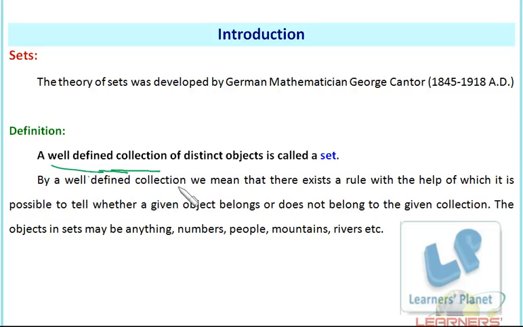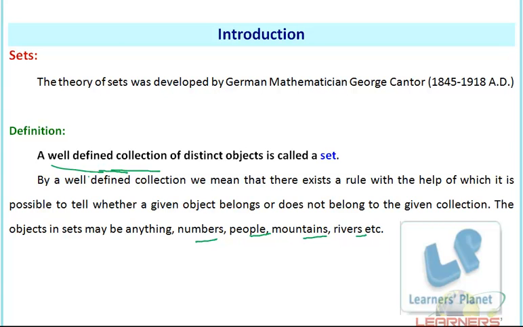By a well-defined collection, we mean that there exists a rule with the help of which it is possible to tell whether a given object belongs or does not belong to a given collection. An object in sets may be anything, maybe numbers, people, mountains, a river, something like that, right? Now I take one example.